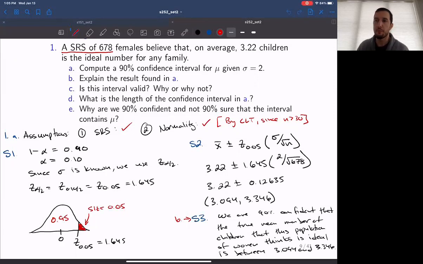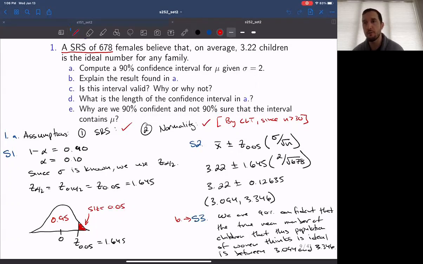From that, we simply have to plug into the formula for the confidence interval. So we have X bar plus or minus a Z score multiplied by sigma over the square root of n. So we will have 3.22 plus or minus 1.645 multiplied by 2 over the square root of 678. And this gives us 3.094 to 3.346. This interval is telling us that on average, the women in this population believe that between 3.09 and 3.346 children is the ideal number. So somewhere in between 3.09 and 3.346.